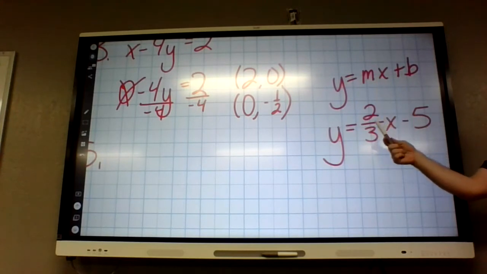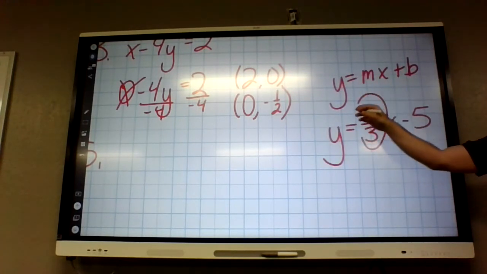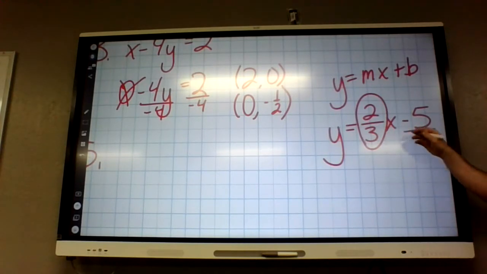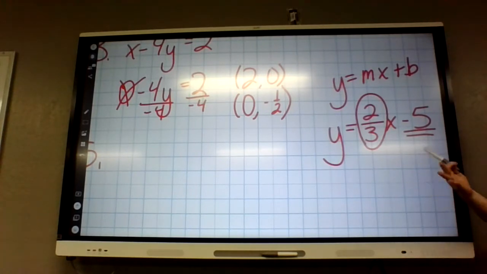The m, the number in front of the x, always tells us the what? The slope. The -5 out here tells us the what? The y-intercept, where it hits the y-axis. And we would use that information to graph it. Okay, we'll get to that in a second.